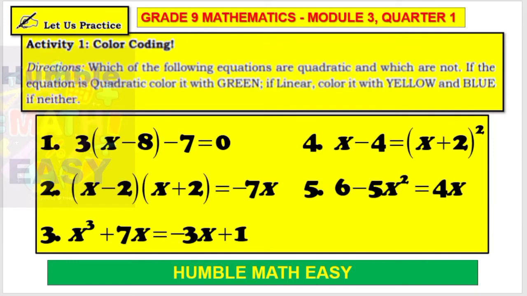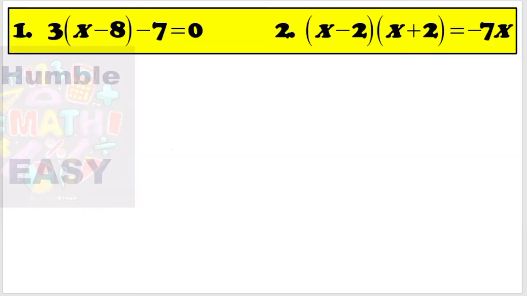So here it goes. Given problem number 1, which is 3 times the quantity x minus 8, minus 7 is equal to 0. As we deal with this, we have to distribute the 3 over the expression x minus 8. So it became 3x, 3 times x, which is 3x, 3 times negative 8 is negative 24, minus 7, which is equal to 0.